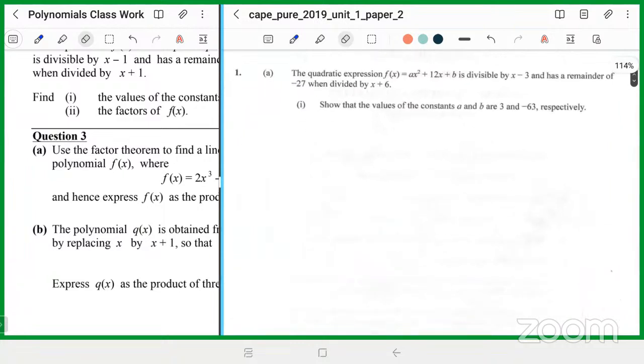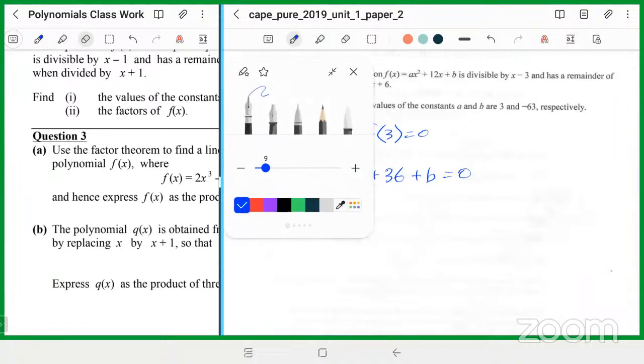So what they're basically saying is that x minus 3 is a factor. Therefore, f of 3 is equal to 0 using the factor theorem. So I plug 3 inside here and equate to 0. 3 right here makes that 9, so that becomes 9a. 3 right here makes that 36, because 12 times 3 is 36. Plus b is equal to 0. That's our first equation.